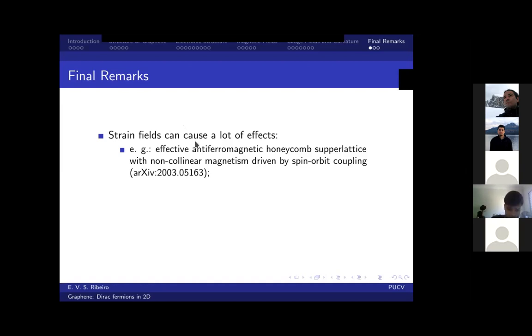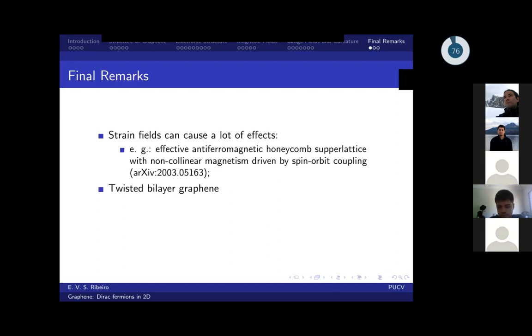And the main result we obtained is that a periodic strain field, which causes a periodic gauge field, generates an effective antiferromagnetic honeycomb superlattice. So we have basically a magnetic superlattice, which is honeycomb, and it's an antiferromagnetic kind of magnetic superlattice. And the interesting thing here is that when we consider the spin orbit coupling, we can see that this antiferromagnetism is actually non-collinear. So this is one of the results of the paper we published. There is also a way of tuning this magnetism, applying electric fields, etc.